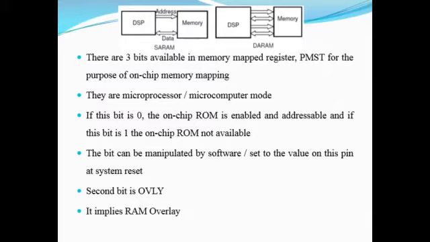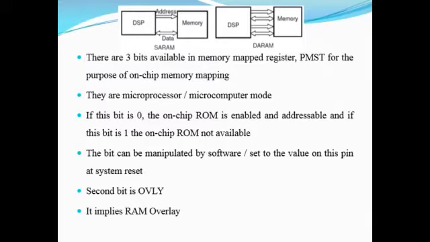So if this bit is 0, the on-chip ROM is enabled. If I consider this as MP/MC bar, that is the signal we are going to use in this TMS320 processor. Either this bit should be active low or this bit should be active high. So let us see what happens if this bit is active low. If this bit is active low, that is 0, the on-chip ROM is enabled.